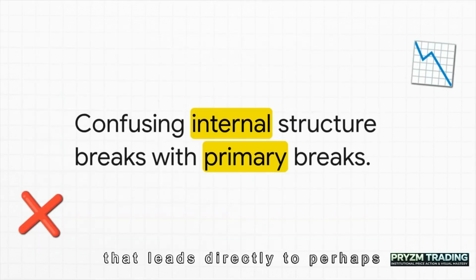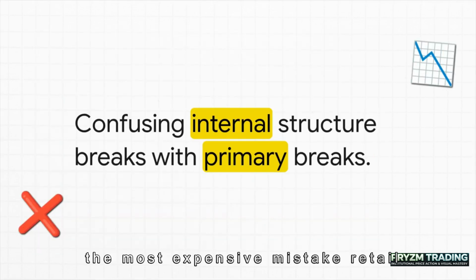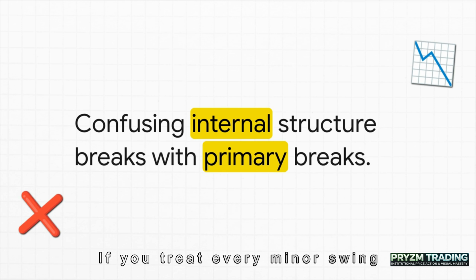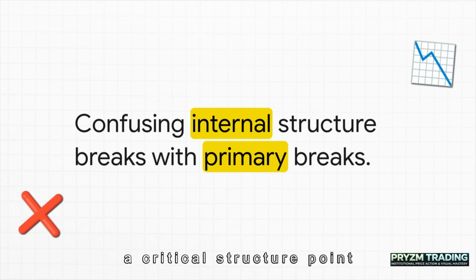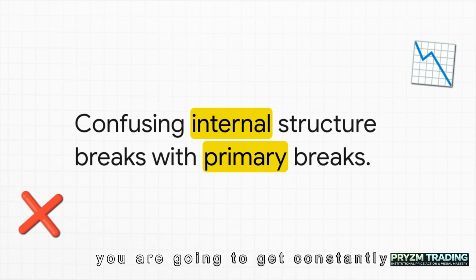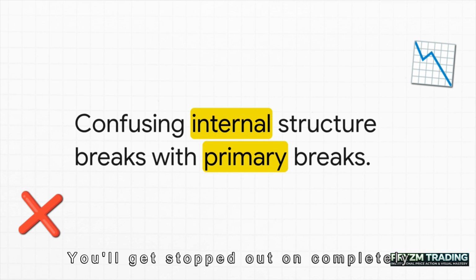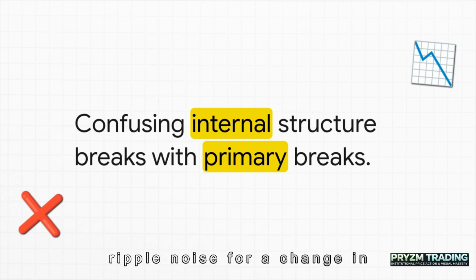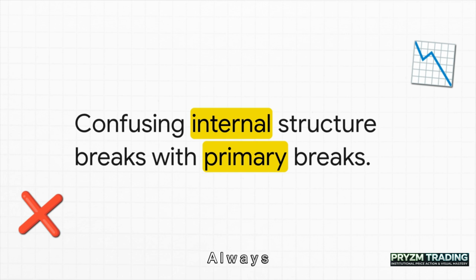And honestly, that leads directly to perhaps the most expensive mistake retail traders make, confusing internal structure breaks with primary structure breaks. If you treat every minor swing low on a short time frame as a critical structure point, you are going to get constantly whipsawed. You'll get stopped out on completely normal, healthy corrections, all because you mistook minor ripple noise for a change in the primary tide. Always, always anchor your analysis to the primary time frame.